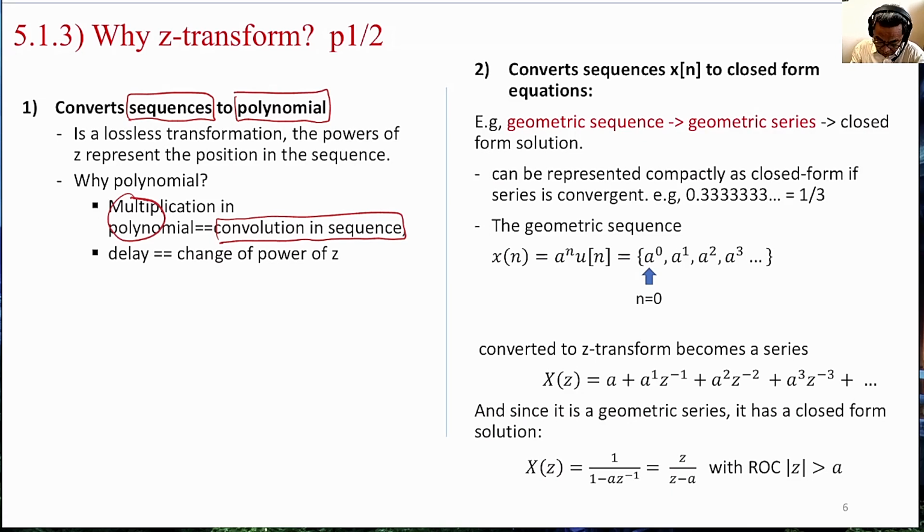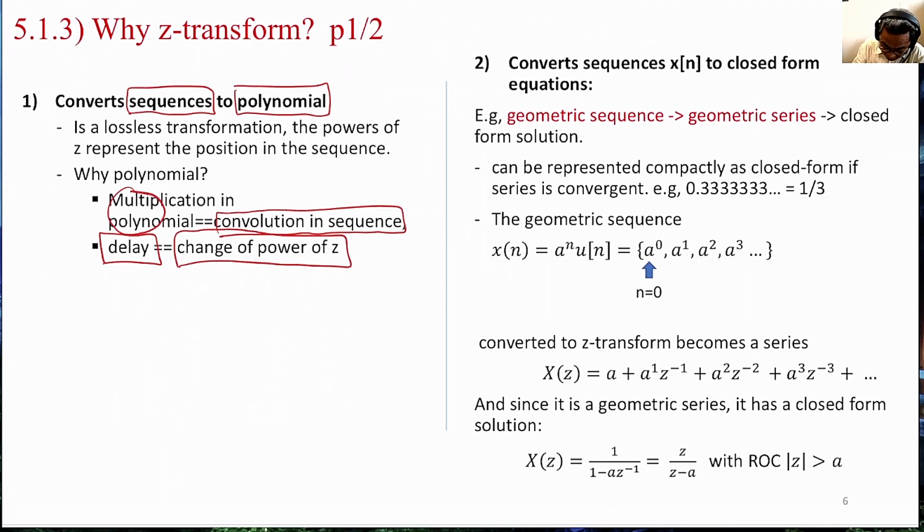Second is that when we perform a delay in the sequence, then we are just doing a change of power in that sequence. For example, we have a sequence 1, 2, 3, and this is n equals 0. Then the conversion into the Z transform is simply 1Z^0 plus 2Z^-1 plus 3Z^-2.